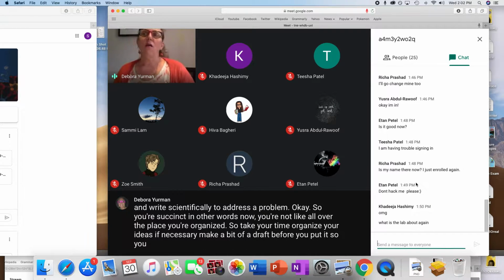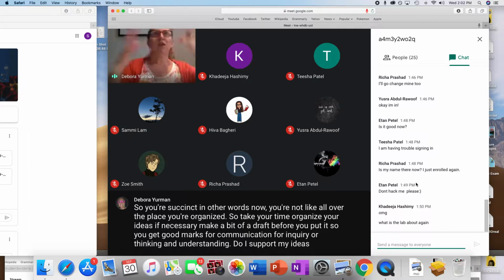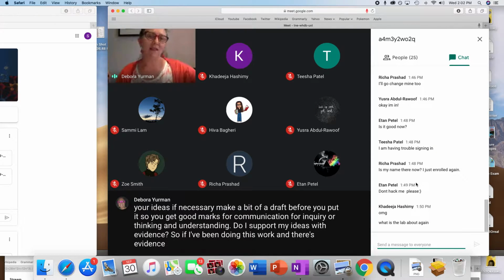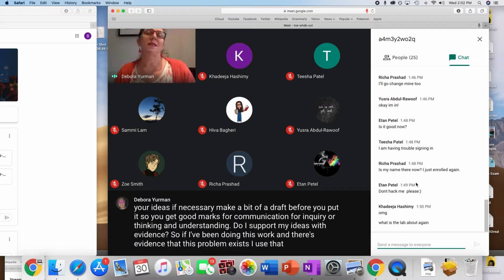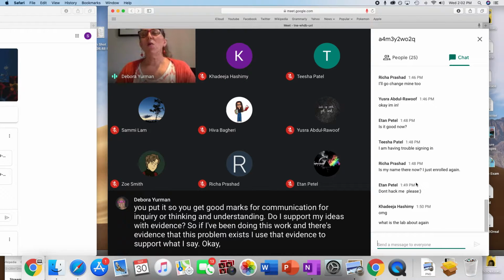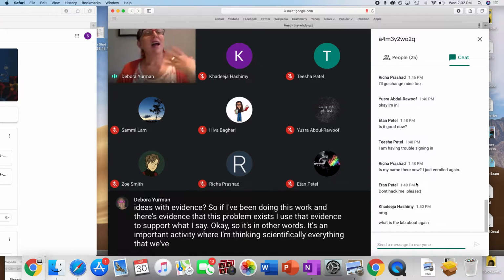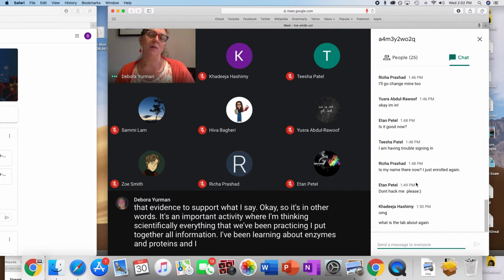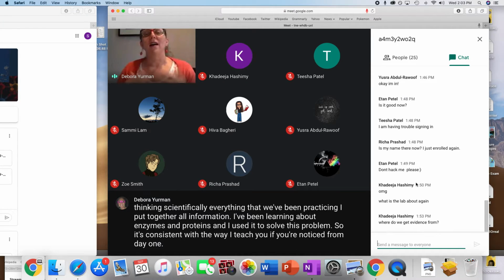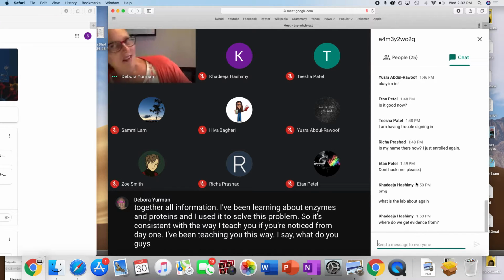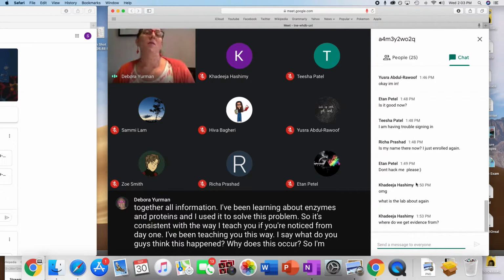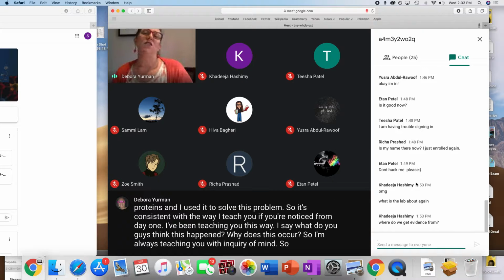For inquiry, or thinking and understanding, do I support my ideas with evidence? If I've been doing this work and there's evidence that this problem exists, I use that evidence to support what I say. In other words, it's an inquiry activity where I'm thinking scientifically, as we've been practicing. I put together all the information I've been learning about enzymes and proteins, and I use it to solve this problem. It's consistent with the way I teach you. From day one, I've been teaching you this way. I say, why do you think this happened? Why does this occur? I'm always teaching you with inquiry in mind. So now you're going to use all that knowledge to answer this.